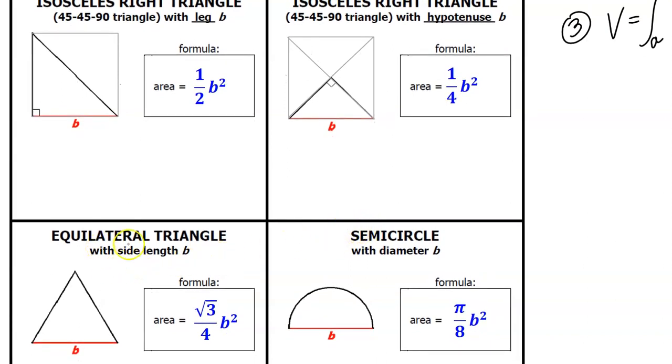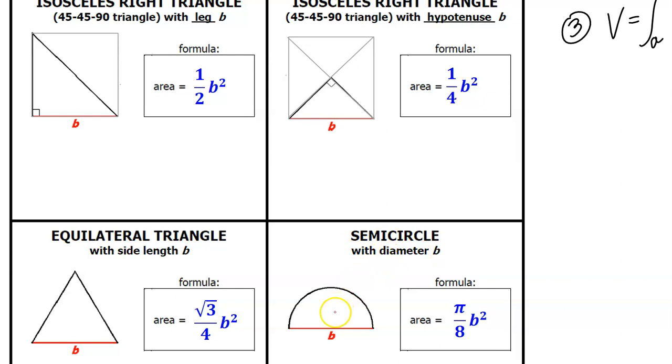Very often they will give you an equilateral triangle with base b. And here's the formula for that: radical 3/4 b squared. And very often they will give you a slice in the shape of a semicircle with base b. And the formula for the area of that is pi/8 b squared. Notice that they all have b squared in it. So if you remember that, all you really have to memorize is the coefficient for each case.